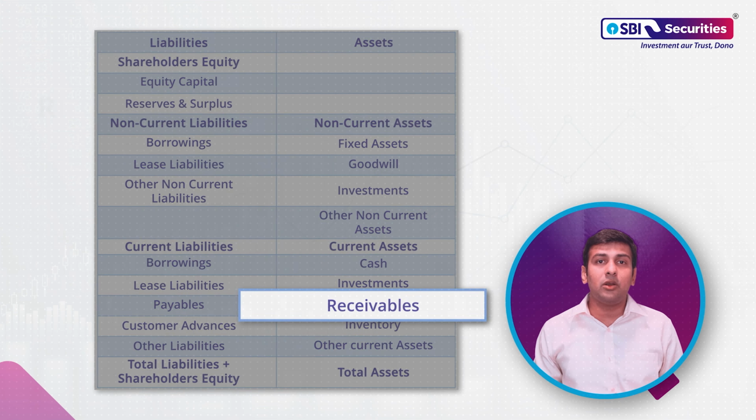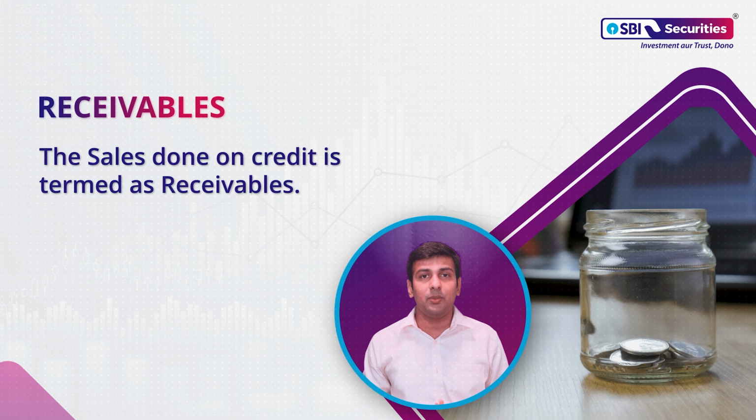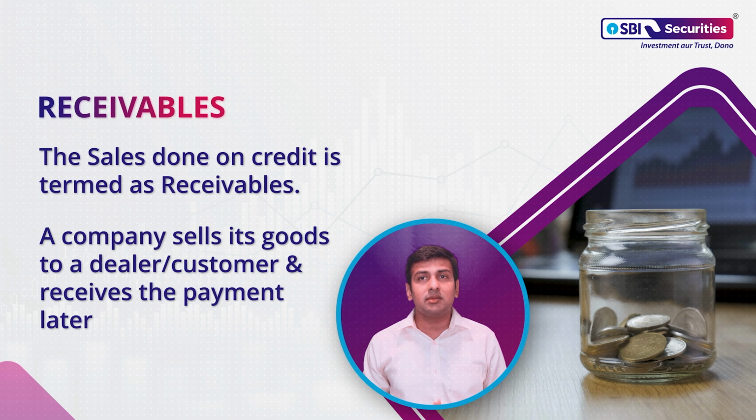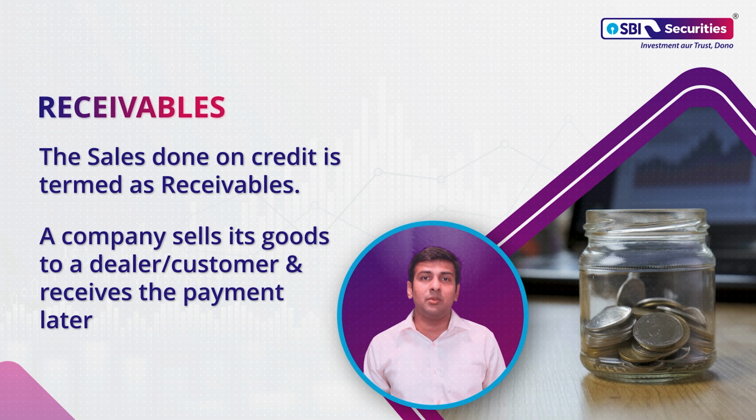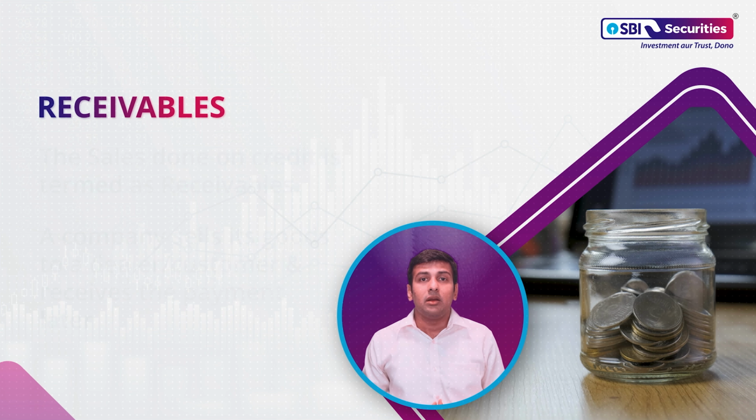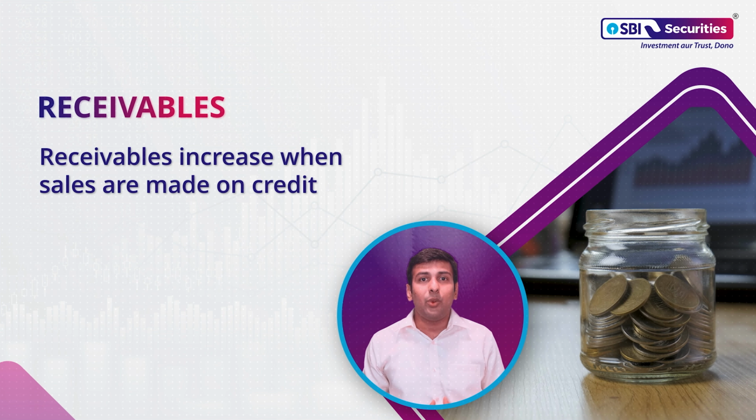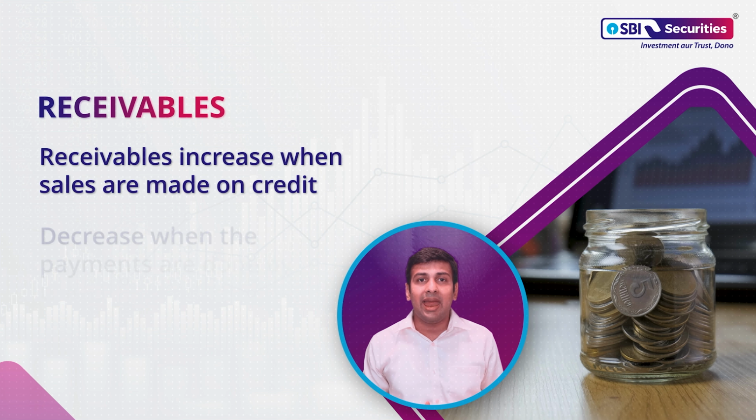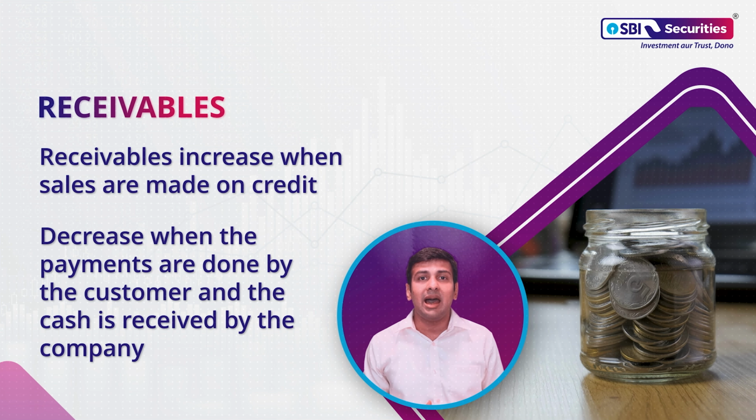Receivables. The sales done on credit is termed as receivables. A company sells its goods to a dealer or a customer and receives the payment later. Receivables increase when the sales are made on credit, and it decreases when the payments are made by the customer or dealer to the company.